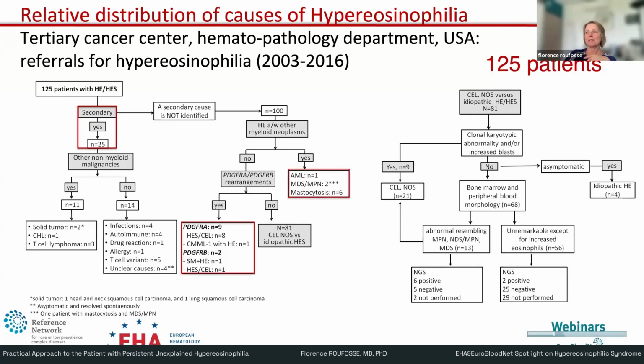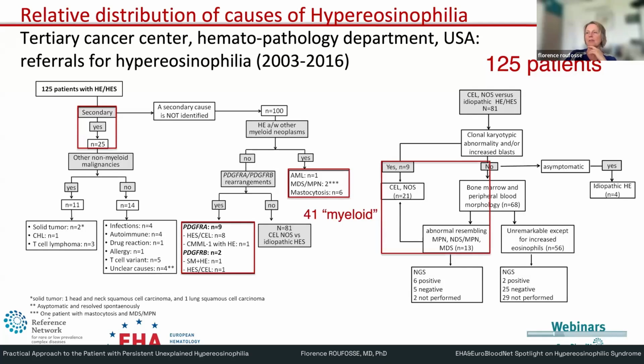Second interesting message: obviously this is a hematopathology department in a center with lots of expertise in the field of hypereosinophilia and clonal hypereosinophilia. And you can already see here that there's a series of patients for whom PDGF receptor alpha and/or beta rearrangements were detected, as well as other evidence for myeloid neoplasms.